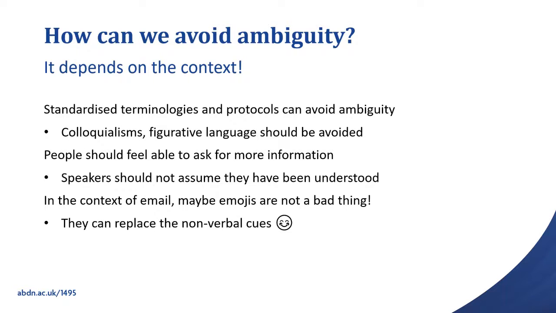So what do we do? What do we do about all this? How can we avoid ambiguity? Well, it depends on the context that you're in. Okay, so in the case of safety critical settings, so when we're talking about aviation, medicine, working on the factory floor, it's really important that we have standardized terminologies and protocols, language that avoids ambiguity, okay?